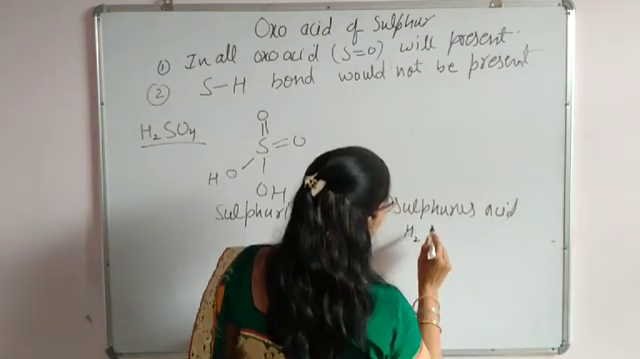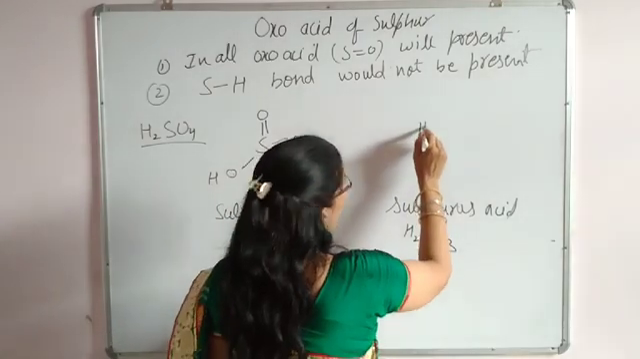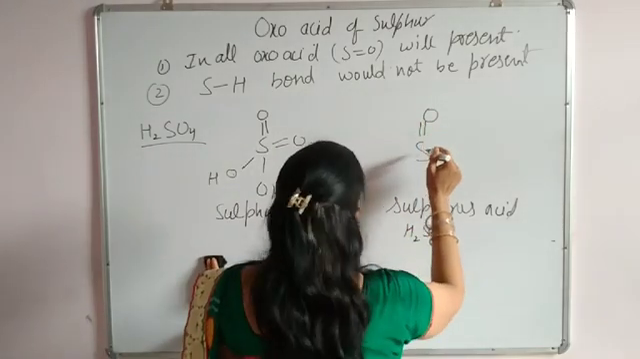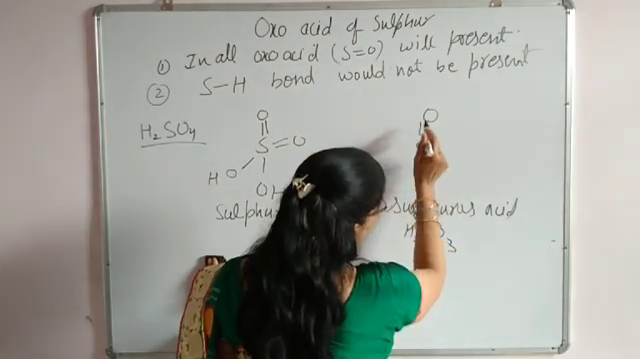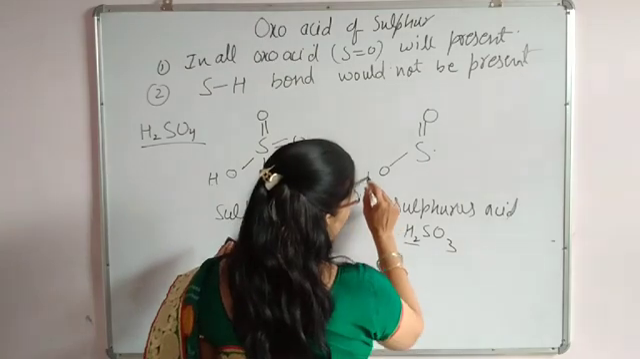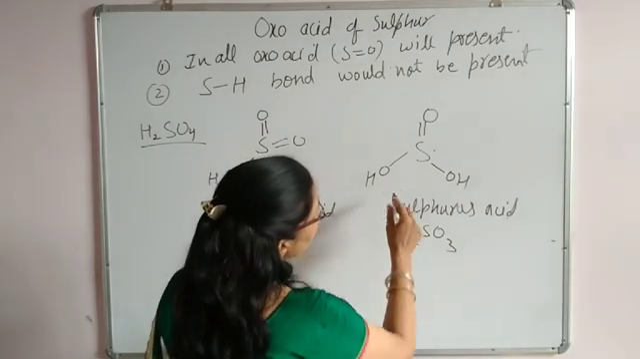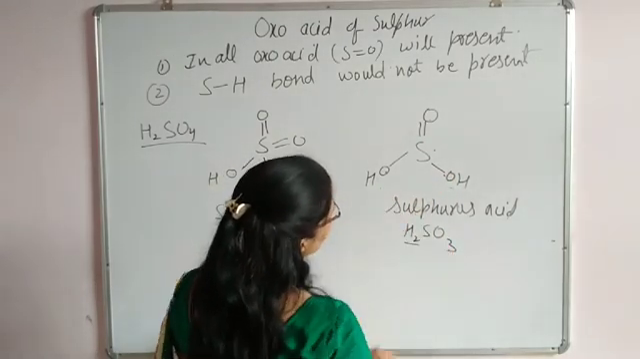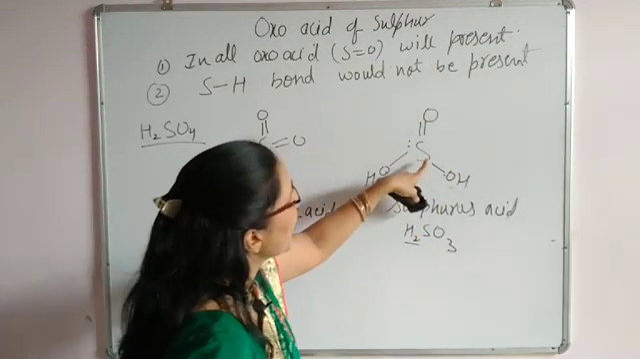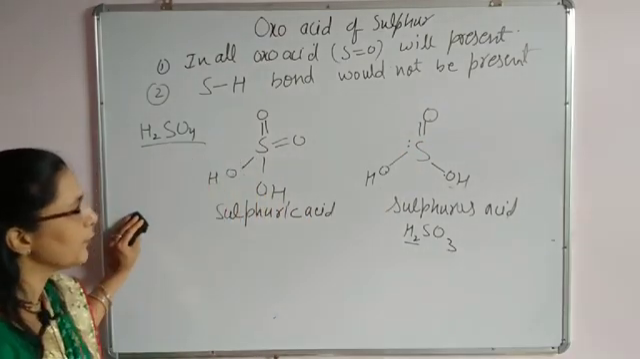That is H2SO3. Its structure will be H... it's dibasic in nature, definitely a double bond. Now count oxygen and other components: 1, 2, 3 oxygen and 2 hydrogen. So the structure is over, but one lone pair of sulfur will remain as it is: 1, 2, 3, 4, 5, 6. So one lone pair will be present for sulfurous acid.